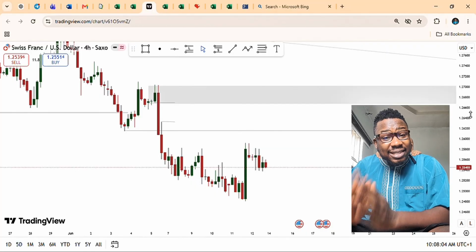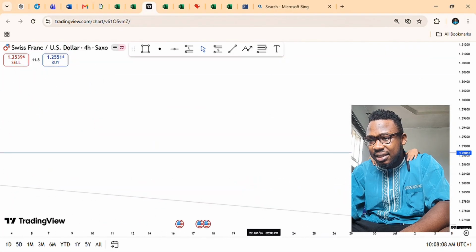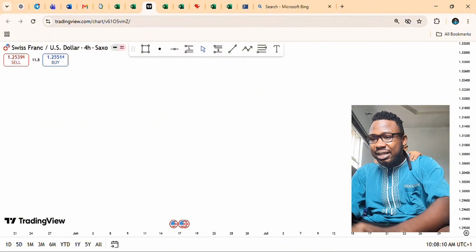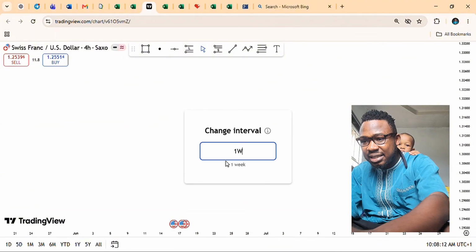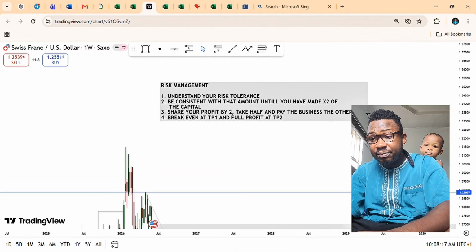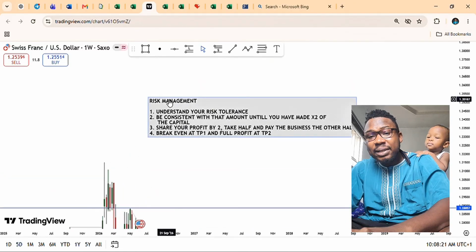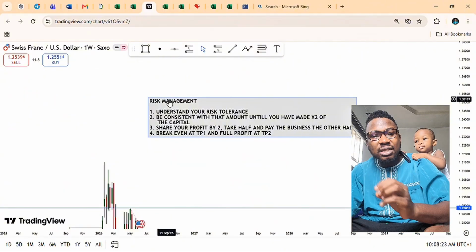But the problem now is I'm talking about risk management, guys. We are talking about risk management. Now that we're talking about risk management, you have to understand what risk management is. There is this write-up I have here based on the weekly time frame. Good. Now we have this write-up here. Now when you talk about risk management, guys, what is risk management?